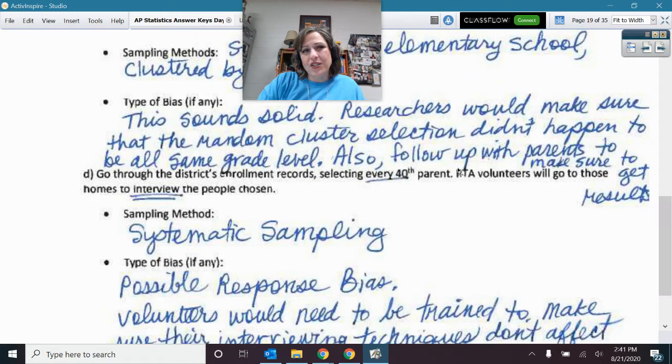Maybe they want to pick one from each grade level, or maybe they're just going to rely on randomness to get a good sample of K through 5. But they also want to make sure, when the researchers go out there or ask the parents, that they're not doing interviewing biases that cause response bias.